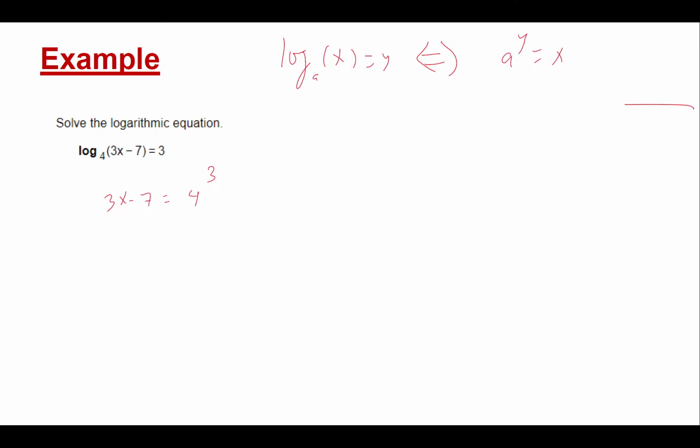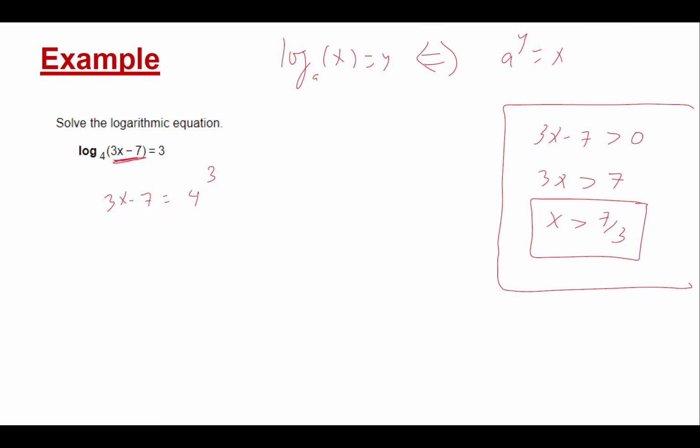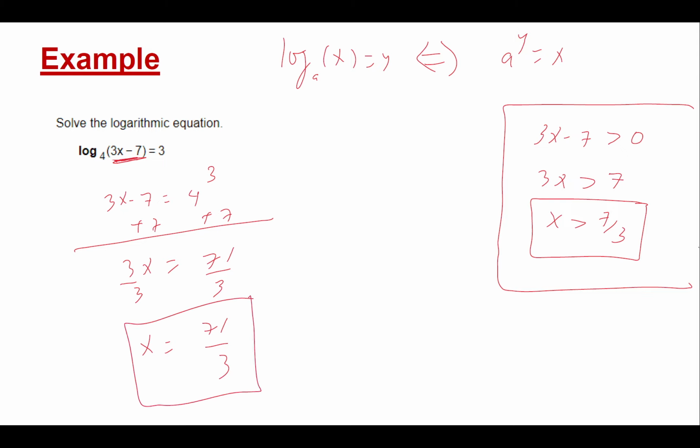Remember, one more time, before solving this equation, you need to find the domain of your log function. So you have to make this expression greater than 0. So 3x greater than 7, x is greater than 7 over 3. So the solutions have to be greater than 7 over 3. Let's solve this one. Just add 7 to both sides. So 3x equals 4 times 4 times 4, which is 64, plus 7 is 71. If you divide both sides by 3, x is 71 over 3. That's your answer, and that is definitely in this domain, so you can accept this answer.